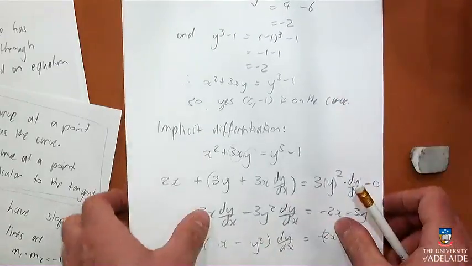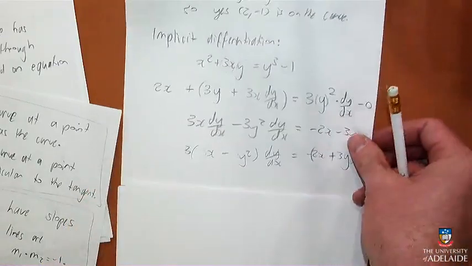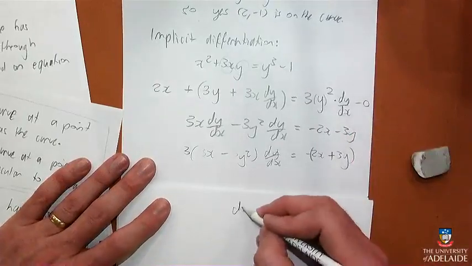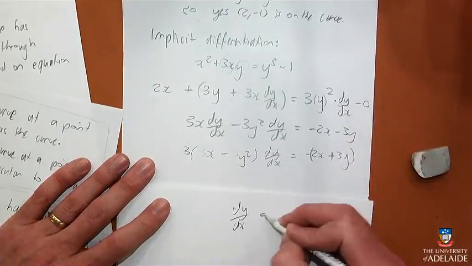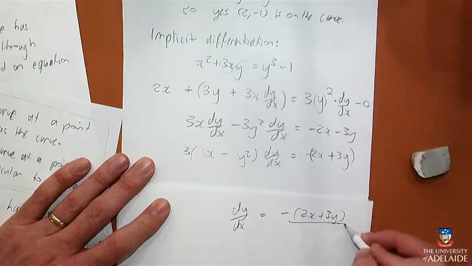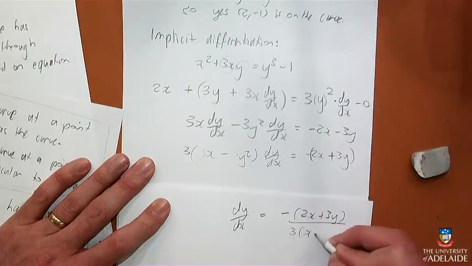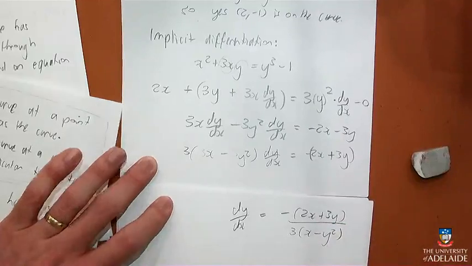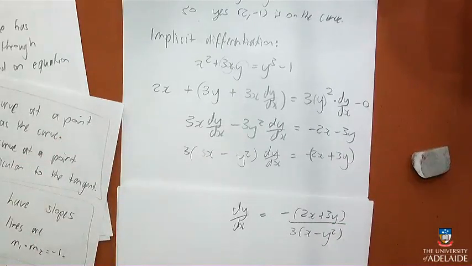Okay? And so now my dy over dx becomes (2x plus 3y) over (3x minus y squared). So now I have a formula that if I know the value of x and the value of y at this point, I can sub it in there to get the answer.